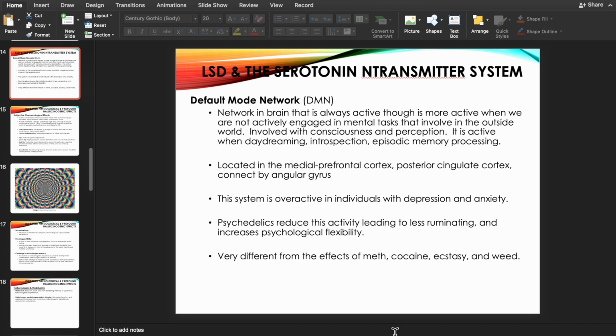Overall, the effects of psychedelics are very different from the effects of psychostimulant drugs and cannabis. So it's not like they get high as they would when they take stimulants or cannabis. It's a different kind of deeper level of thought.